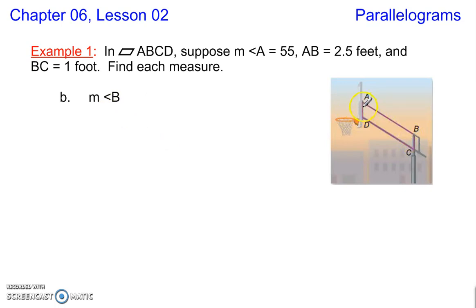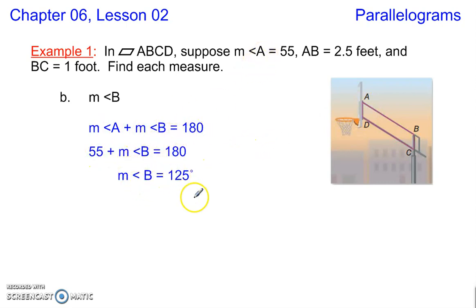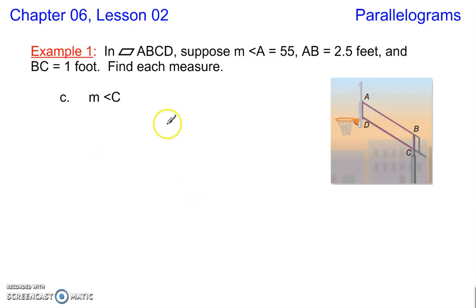Next, the measure of angle B. We know the measure of angle A, and we know those two are supplementary. So they add up to 180, and A is 55, which means B has to be 125. Okay, find the measure of angle C. Well, angle C is the same as angle A, so it is 55.